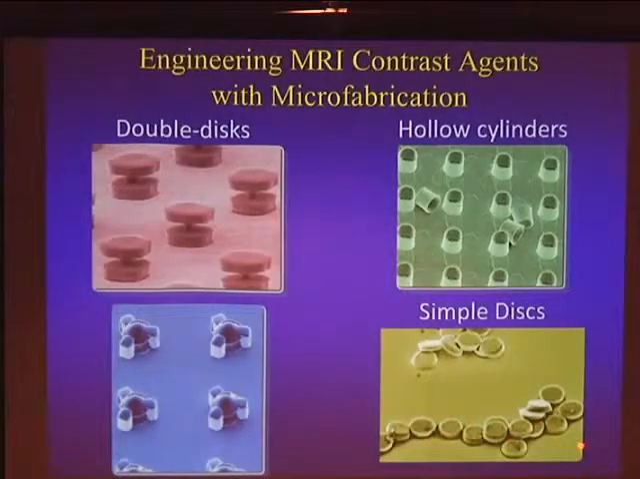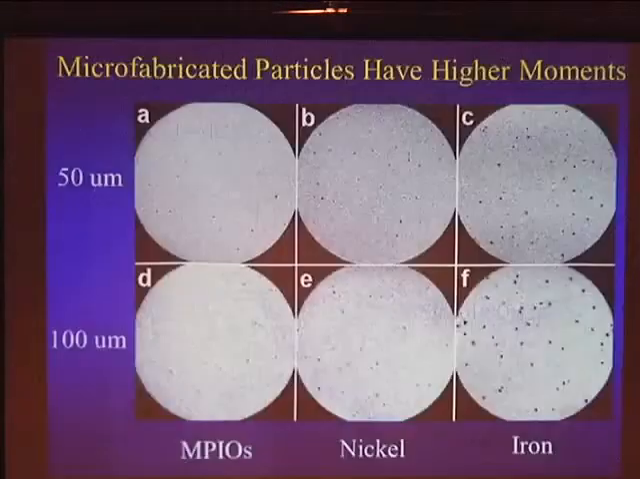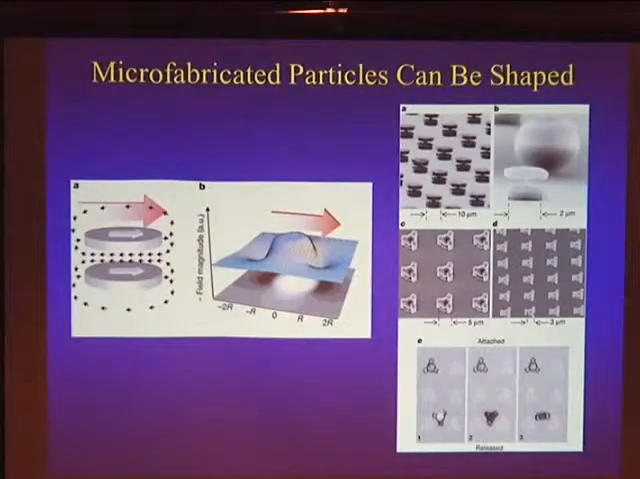And the particles I showed you were terrible. They only have 30% iron. They're not very uniform. When we microfabricate just simple disks, we're 10 times better than the particles I showed. So I think we're going to get order of magnitude improvement in seeing the cells.